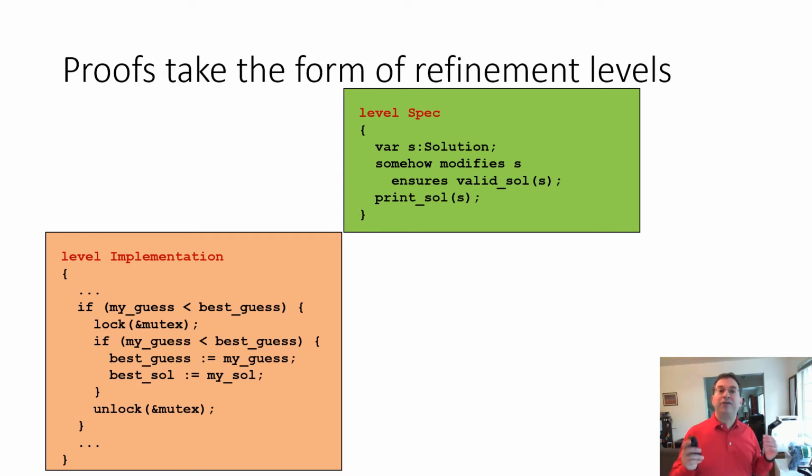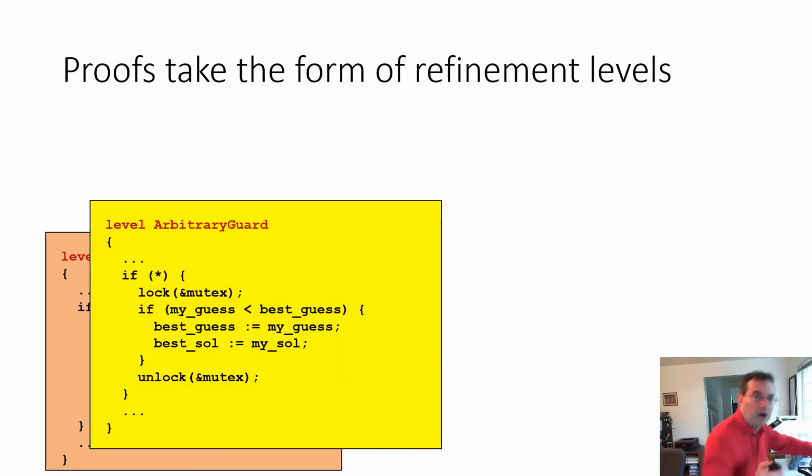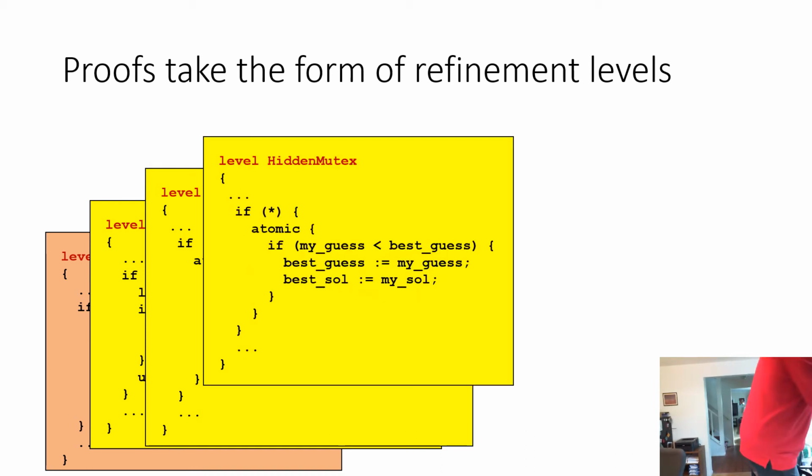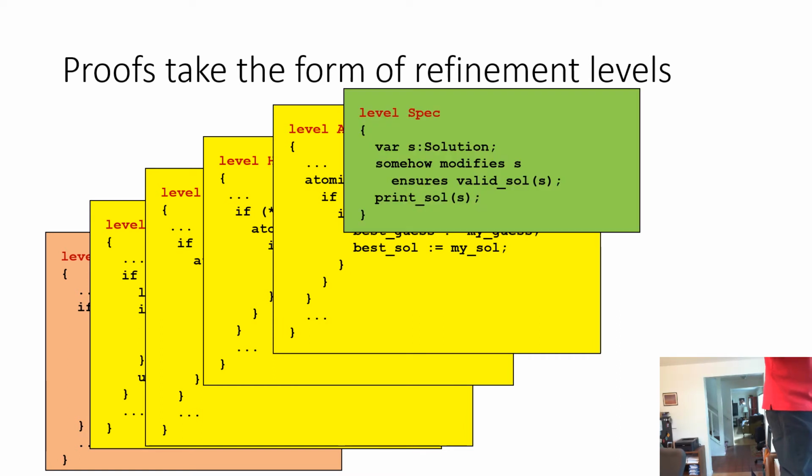So we require the developer to bridge the gap for us between the implementation and the specification, and this is where the concept of refinement levels comes in. The implementation we call level 0. Then the developer writes level 1, a slightly more abstract version of the program. And then level 2, more abstract, and level 3, even more abstract, and so on, until they reach the specification.